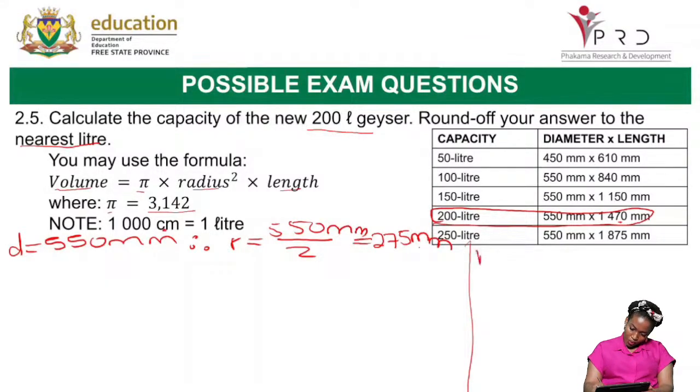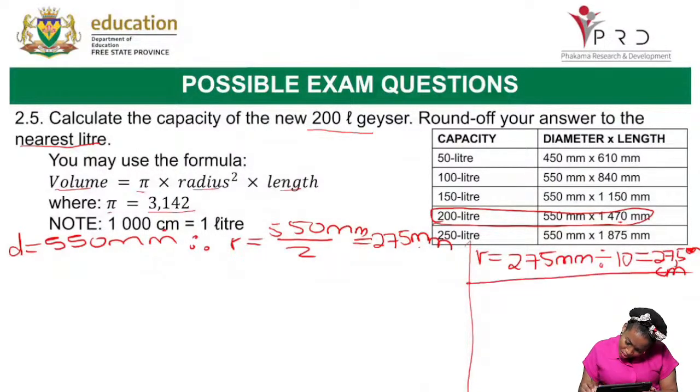Let me do it here. Radius is equal to 275 millimeters. What is the conversion factor between millimeters and centimeters? You must know this. Between millimeters and centimeters, the conversion factor is 10. And you are moving from a smaller unit to a bigger unit. Therefore, you are going to divide by 10, which will give you 27.5 centimeters. That is the radius.